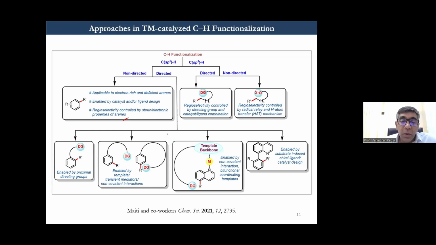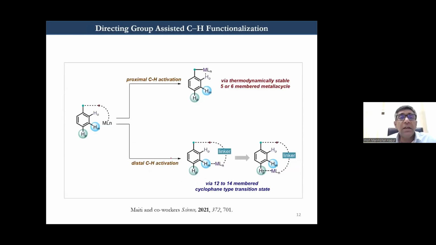Whereas in a template backbone, as demonstrated by Maiti and co-workers, you can have a non-covalent interaction with a bifunctional coordinating template to reach into spaces which previously used to be thought of as inaccessible for CH activation. And then there are other methods where you can have a substrate-induced chiral ligand catalyst designed to approach spaces which are not usually accessible by normal methods. In the case of the directing group approach, one can have a proximal CH activation.